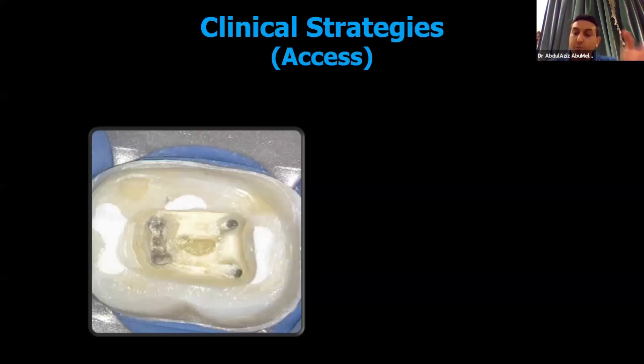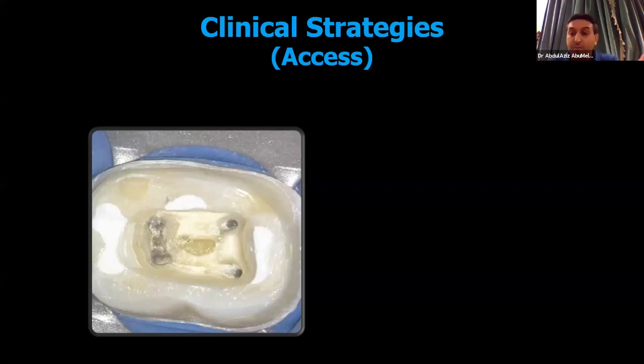You need to use the magnification. I will not look through a small hole that you made and you want me to look with the microscope or the loupes, okay? I need to look through the whole thing. If I miss one canal or there is a tissue I didn't see, it will fail the case because it's a bacteria.